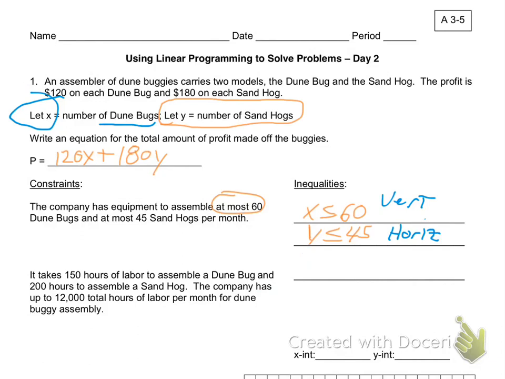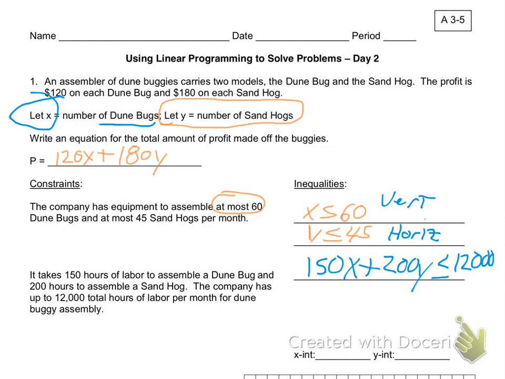We have 150x plus 200y, and it has to be less than or equal to 12,000. So we have to figure out what the x and y intercepts are.